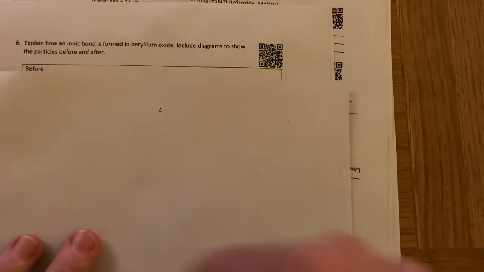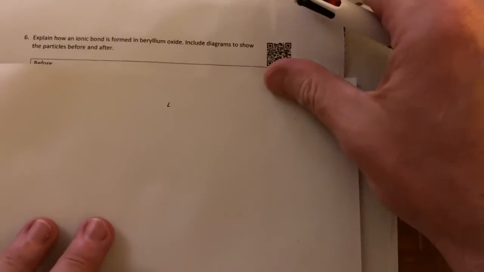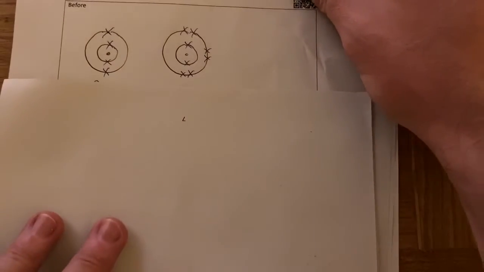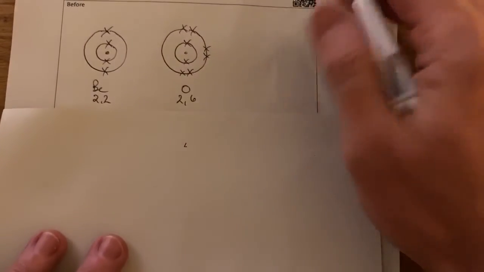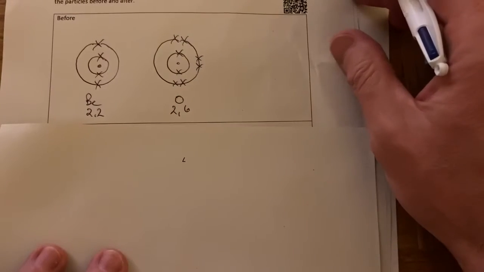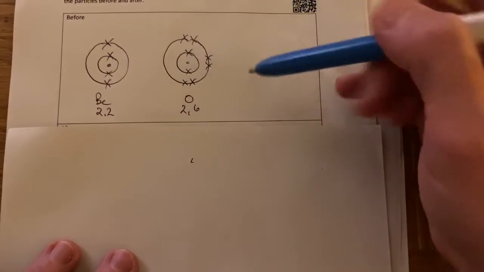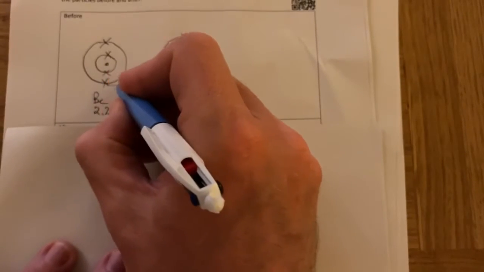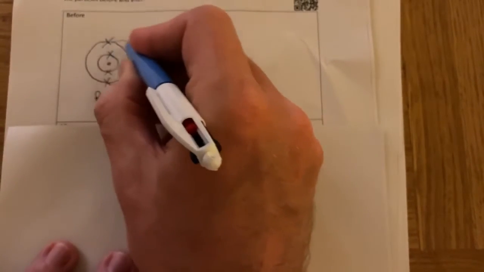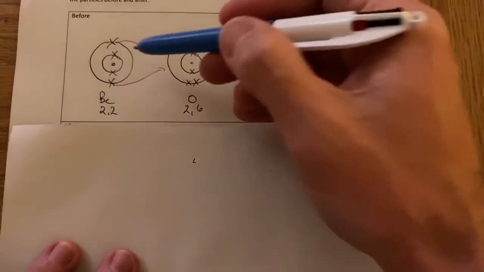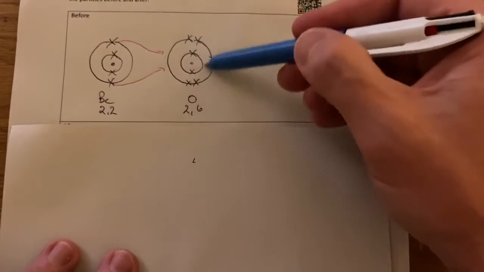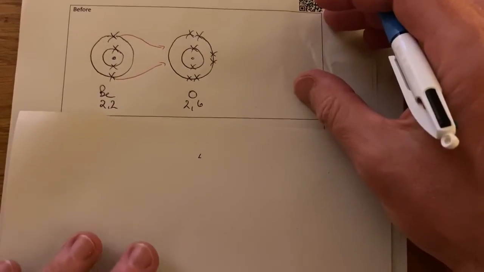Turning over, question 6. I need my pen to add a little bit to this one. So question 6 says draw before and after for beryllium oxide. So here is my beryllium electron configuration 2,2. Here's my oxygen electron configuration 2,6. What's going to happen is these electrons here are going to be transferred across, so this can become stable, and then this can become stable by having 8 electrons.